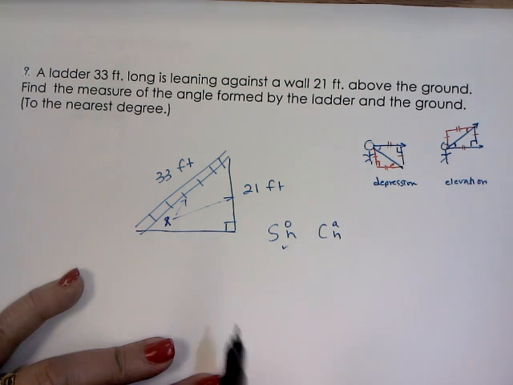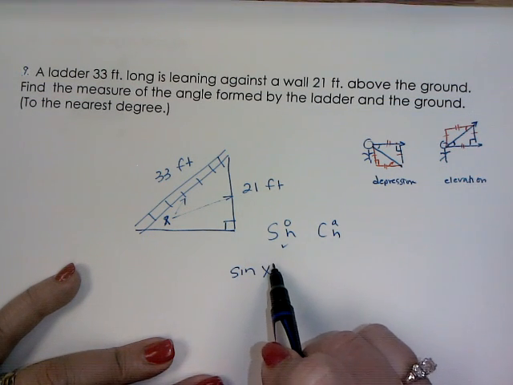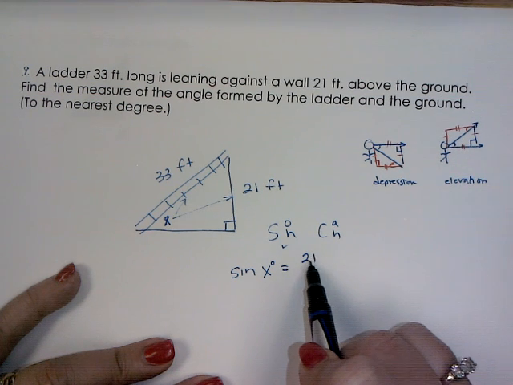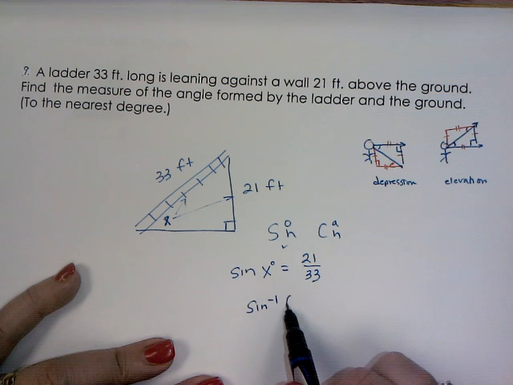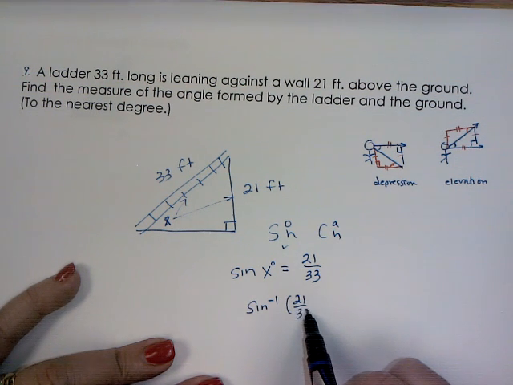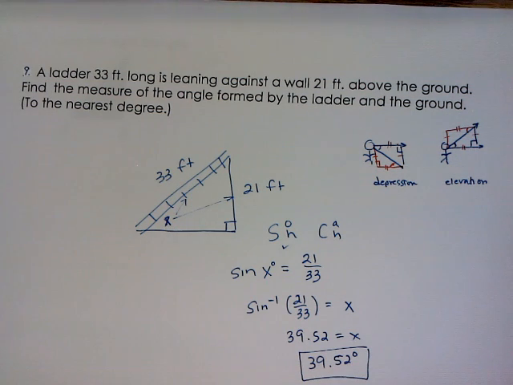SOA is my opposite over my hypotenuse, so the sine of x is going to be 21 over 33. So again, I got to use my inverse of the ratio, gives me my x. So I'm going to come to my calculator, all calculator work. x is 39.52 degrees.